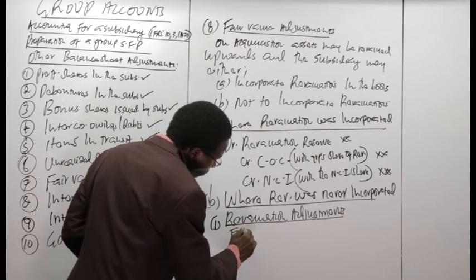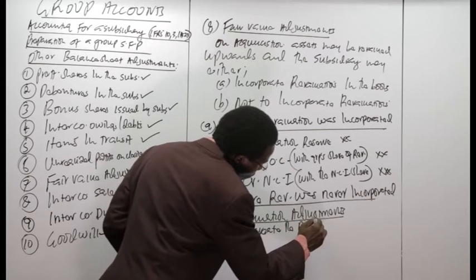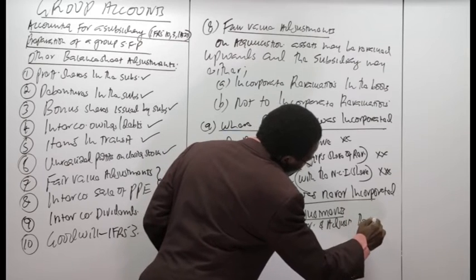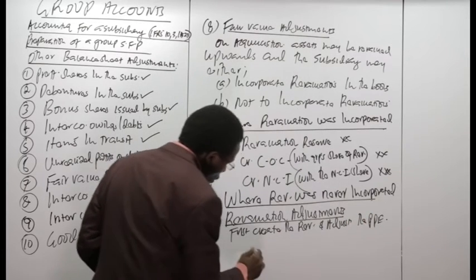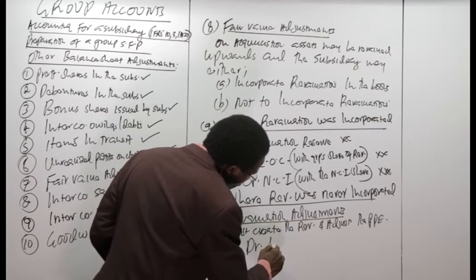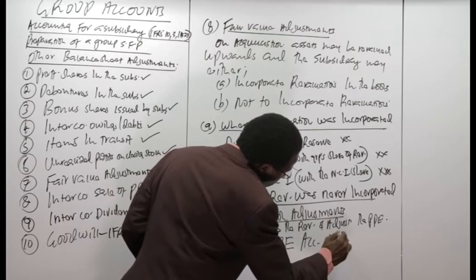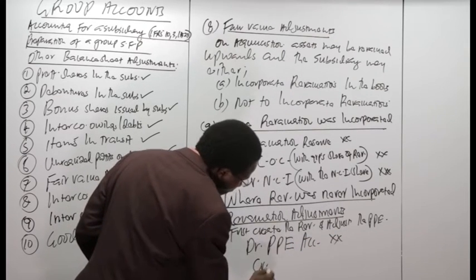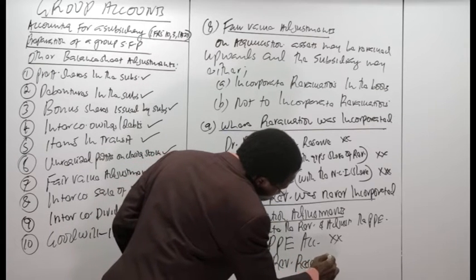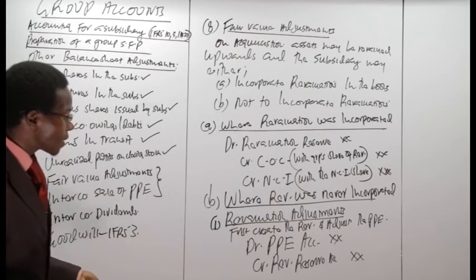First, create the revaluation and adjust the PP, whereby you are going to debit the PP, our group PP account, then we are going to credit the revaluation reserve, because that item was not recognized in the first place.